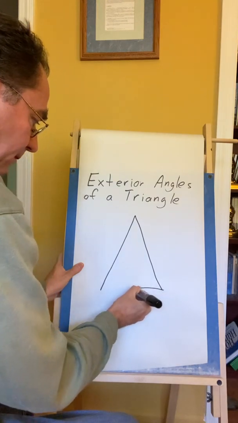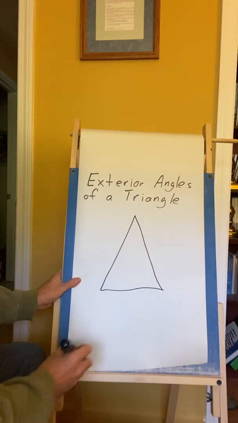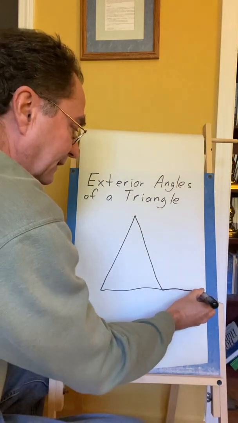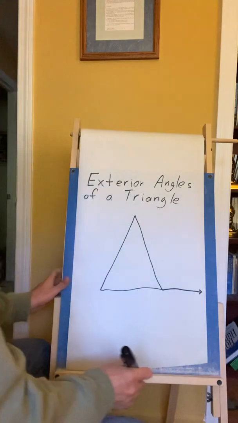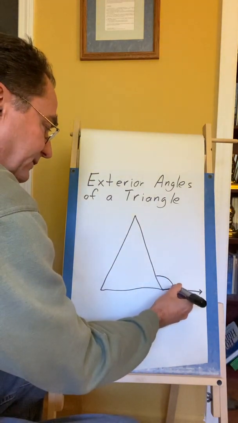Here is a triangle. What do we mean about the angles outside of a triangle? Well, to get the angles on the outside, you take one of the sides and you extend it like that. And you now have an exterior angle. Right here would be the exterior angle.